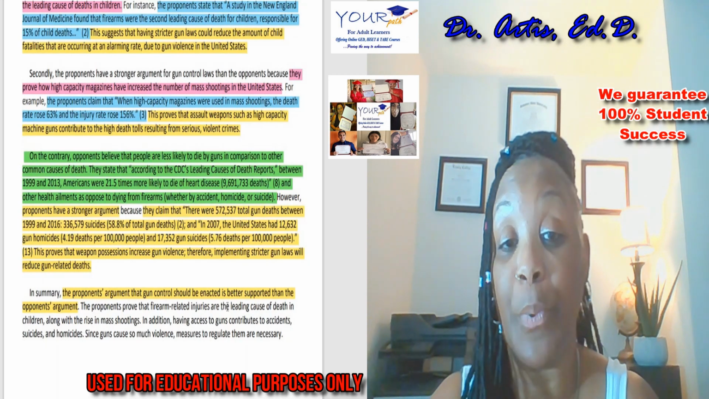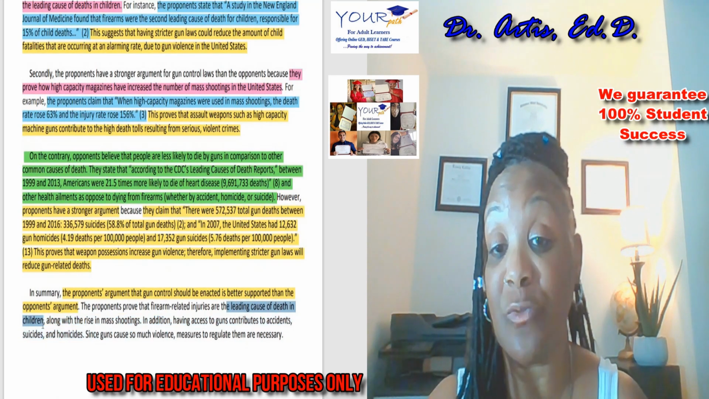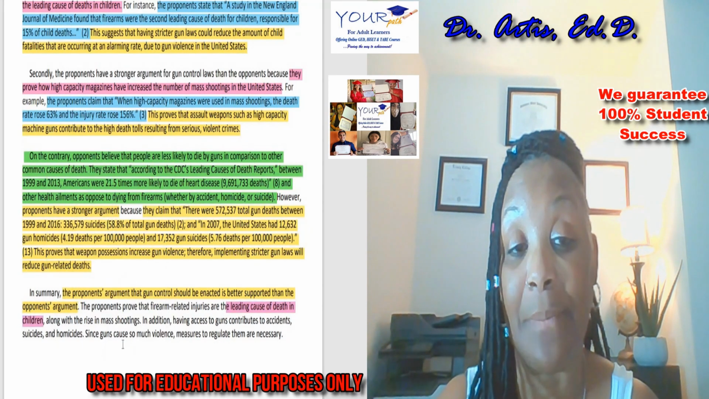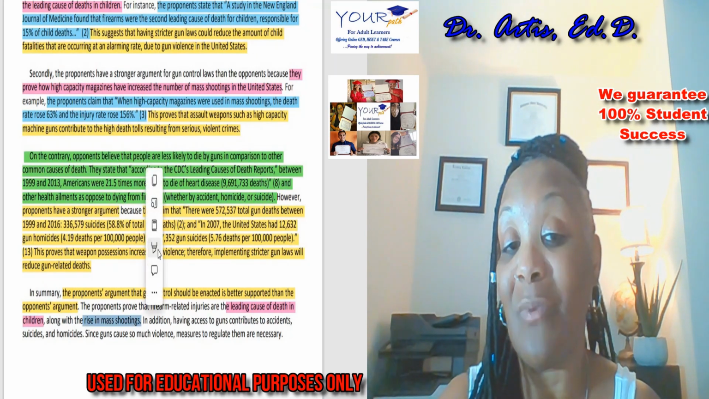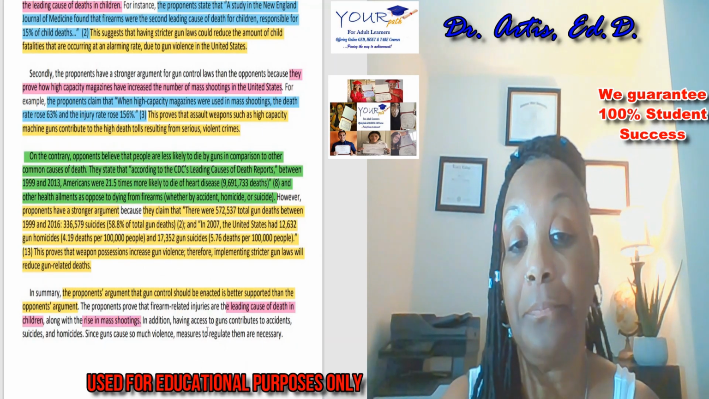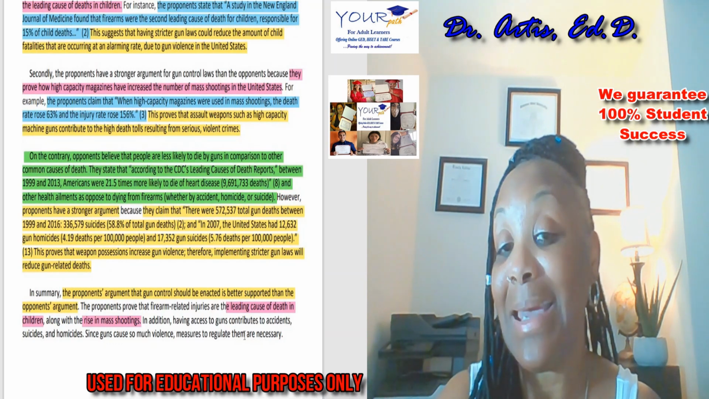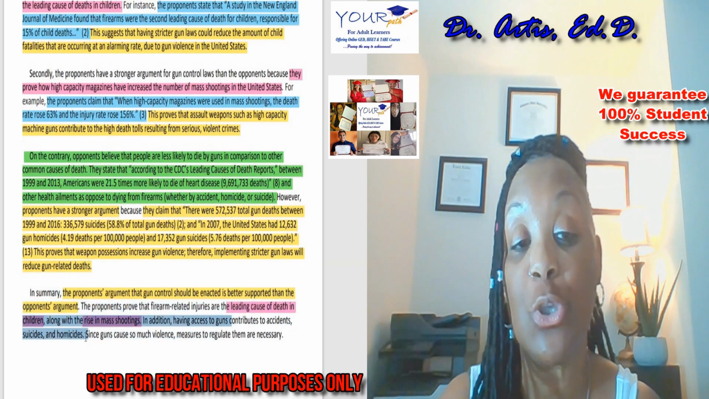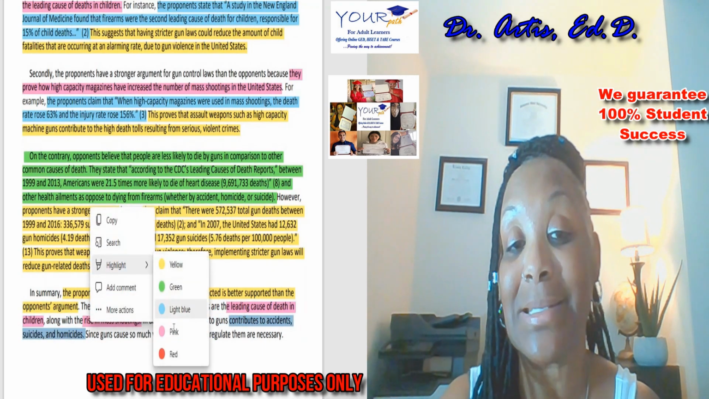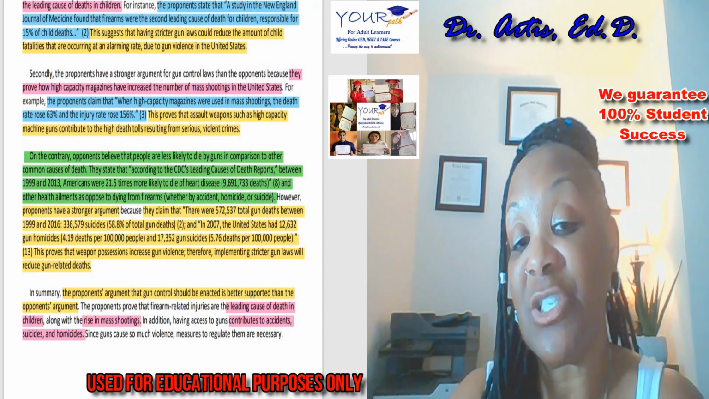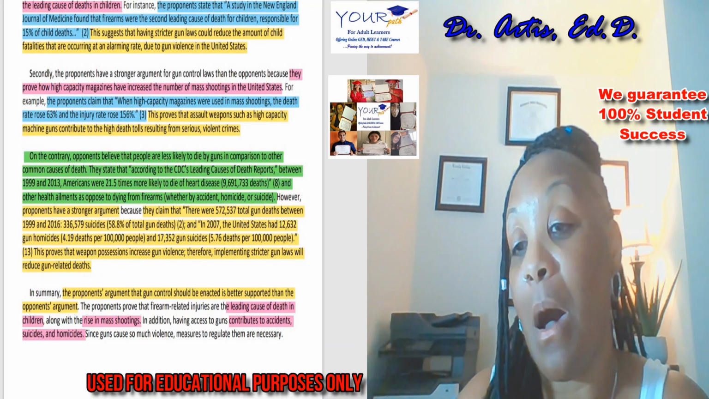She has the proponents prove that firearm-related injuries are the leading cause of death in children. This is what she talked about in her position statement, number 1. We're going to highlight that pink. Number 2, along with the rise in mass shootings, she talked about that. In addition, having access to guns contributes to accidents, and she talked about that. Contributes to accidents, suicides, and homicides. Since guns cause so much violence, measures to regulate them are necessary.